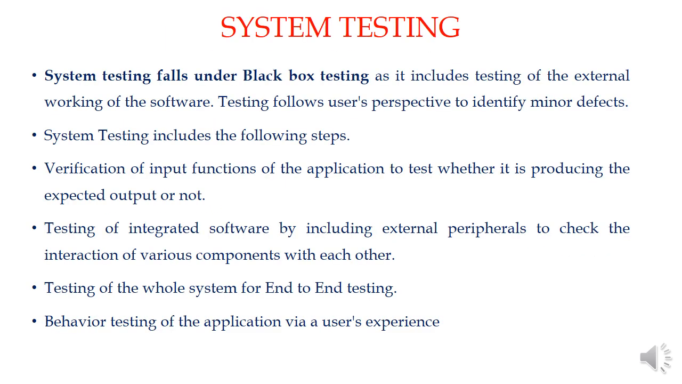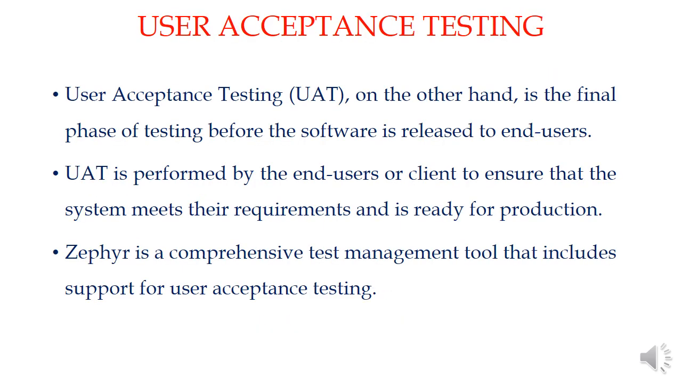System testing falls under black box testing as it includes testing of the external working of the software. It allows identifying minor defects from the user's perspective. It includes the following steps: verification of input functions, testing of integrated software, and testing of the whole system for end-to-end testing, that is, behavioral testing of the application via user experience.